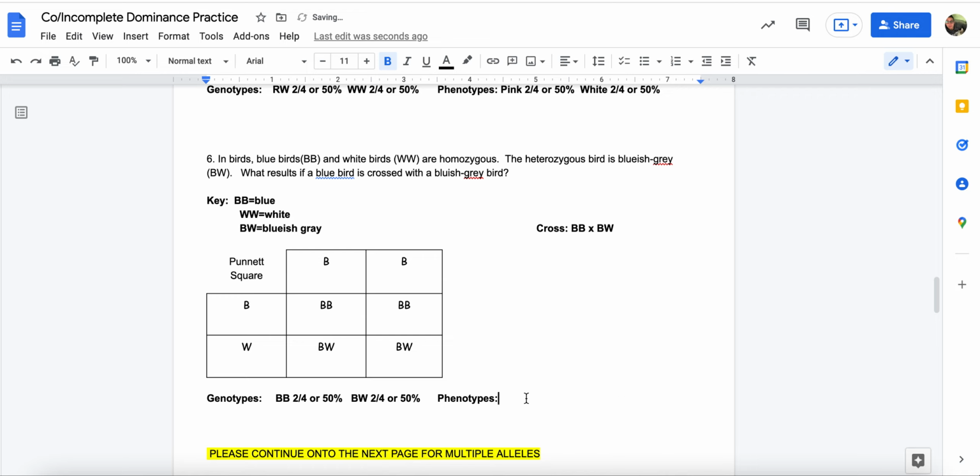For the phenotypes, look at the key. So capital B, capital B, that's going to be blue. There are 2 of them, 2 out of 4, or 50%. And then capital B, capital W is going to be our bluish gray. 2 out of 4, or 50%.